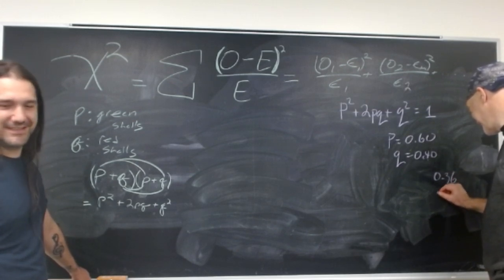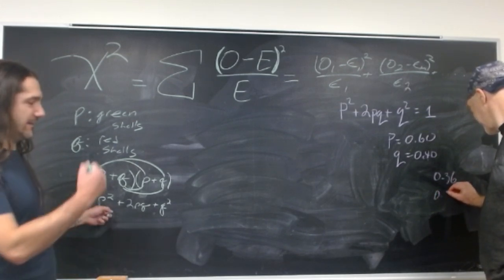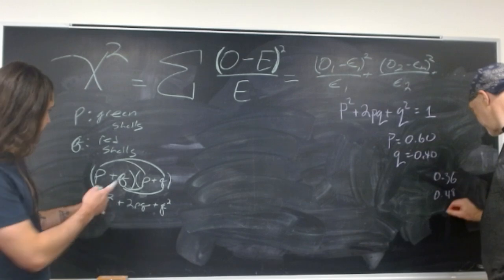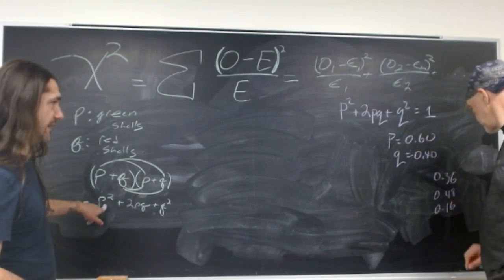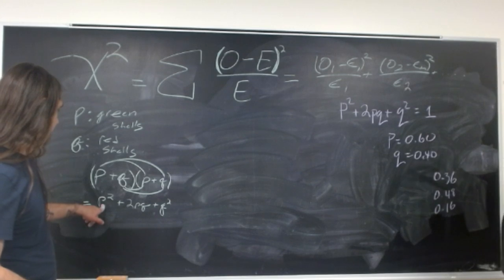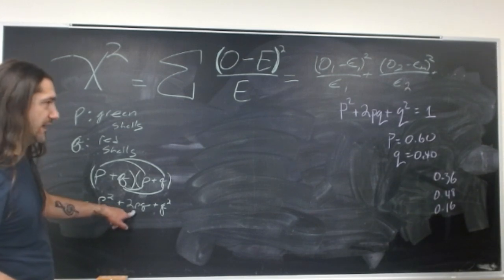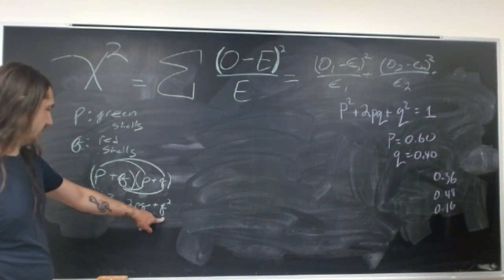I love turtles. Okay, so when we actually do that, the proportions now, we fill in the numbers, we get 0.36, 0.48, and 0.16.